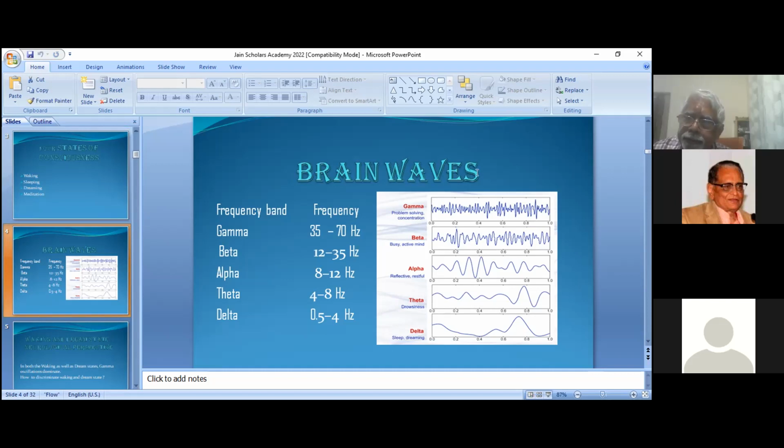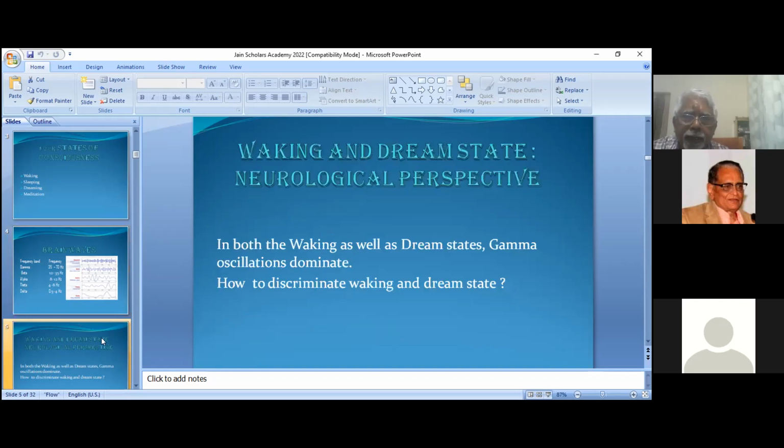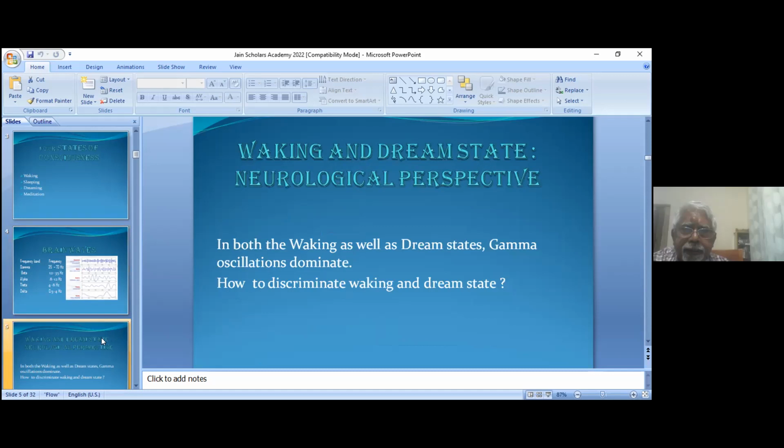Now you can ask me why I am telling these things. Now, waking and dream state: what do neuroscientists say about this? In both jagrat and swapna, waking and dream state, the high-frequency oscillation, or gamma wave, is dominant. So the issue is, how do you differentiate between waking and dream state? Because in both states there is dominance of gamma waves.